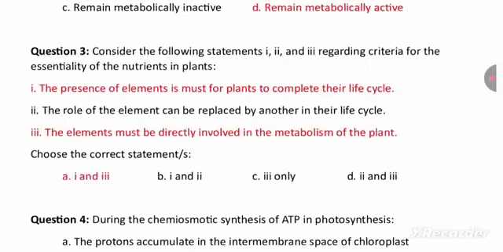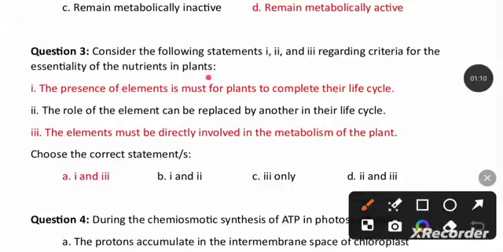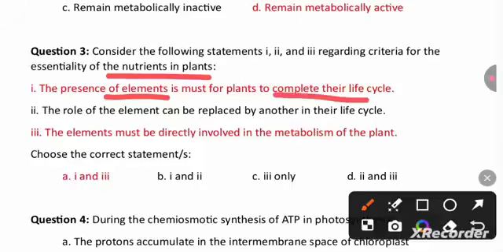Consider the following statements 1, 2 and 3 regarding the criteria for the essentiality of nutrients in plants. First statement, the presence of elements is a must for plants to complete their life cycle. This is the correct statement. Second, the role of elements can be replaced by another in their life cycle. No, the role of one element cannot be replaced by another element.